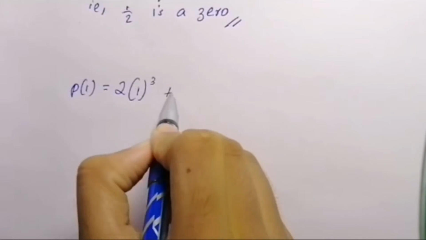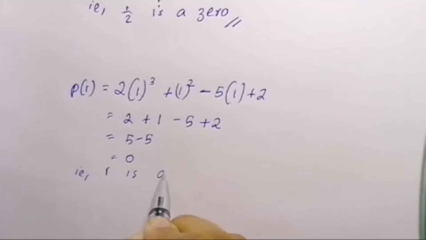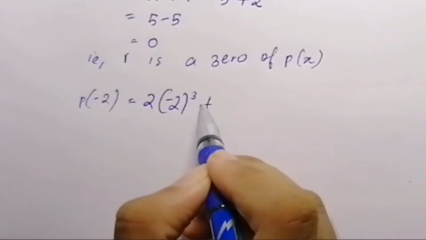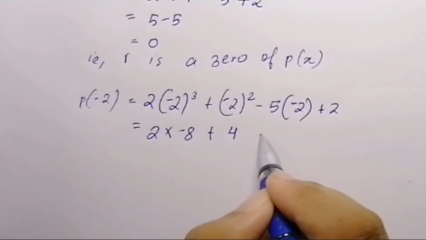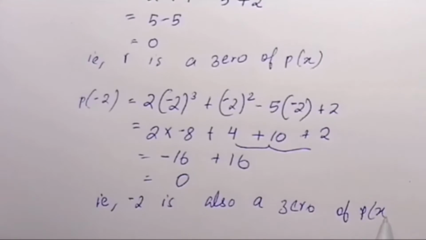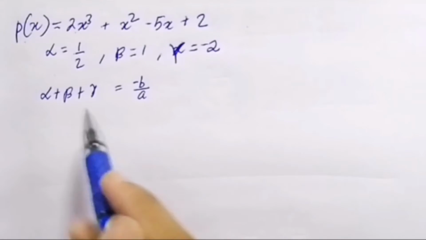Now we will put 1 in the place of x and check if we get a 0. Yes, it is a 0, and so 1 is a zero of p of x. So now we will put the value minus 2. So minus 2 is also a zero. So yes, the given numbers are actually the zeros of p of x.